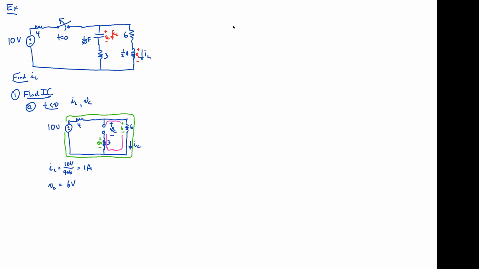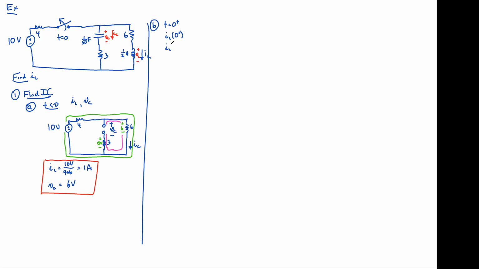We're going to keep those 2 results highlighted, prepared for our next section, part B. For part B, we're going to draw it for time equals 0 plus. We're still trying to find initial conditions, but now we're going to find the initial conditions of what we're asked for, which is different than what we did in first order, where we said we don't care what we're asked for, we're always going to find I sub L and V sub C. Here we're finding I sub L and I sub L prime at 0 plus, since that's what we're asked for. And so we have to start off by drawing it for time equals 0 plus.